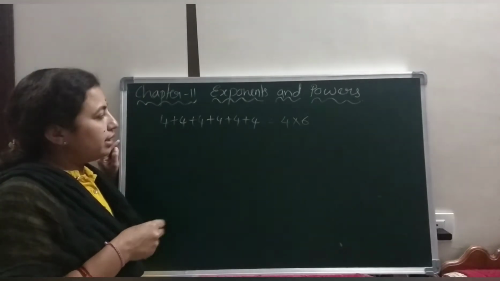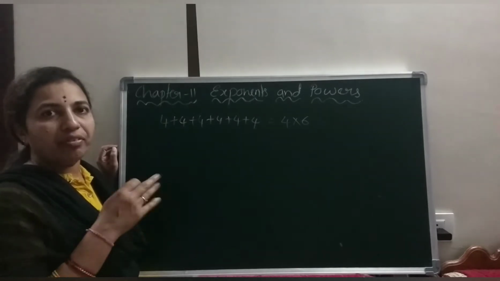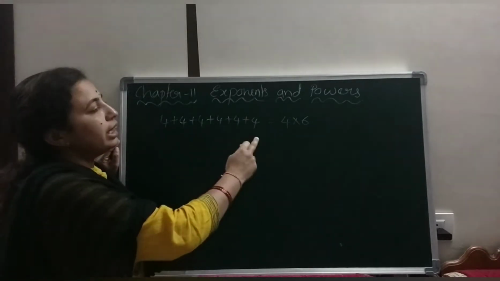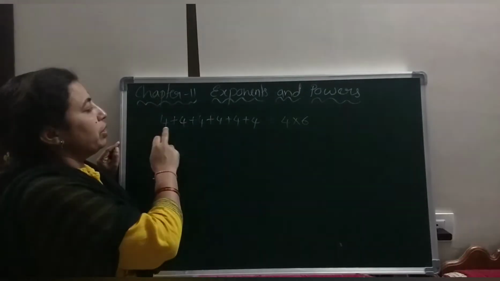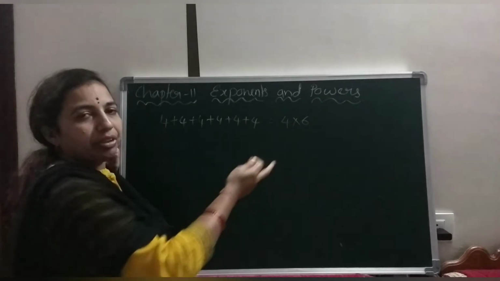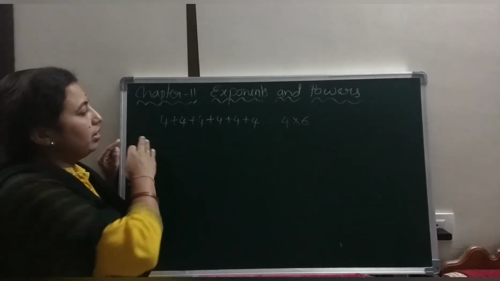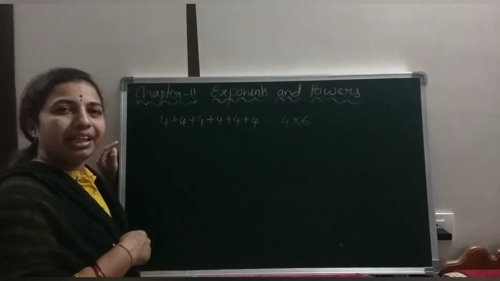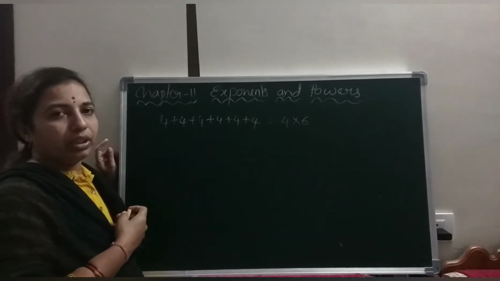4 is added 6 times. So this can also be written as 4 into 6 in short form. Instead of writing all, if you want you can add them and you will get the same answer. When you add these 6 times of 4, you will get 24. 6 fours are 24. Same answer. So instead of writing repeated addition, we are using multiplication. So same like that only.